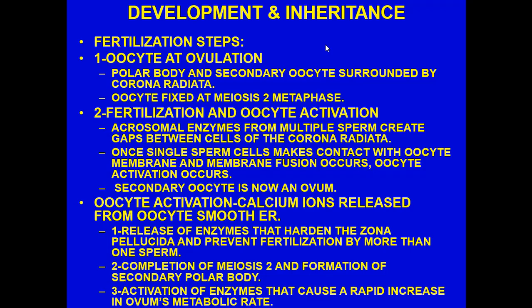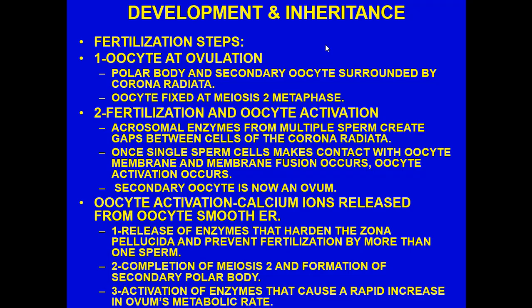Part one, you have a release of enzymes that harden the zona pellucida, which is that outer cap around the ovum, and it prevents fertilization by more than one sperm. Number two, completion of meiosis II occurs and a secondary polar body gets kicked out. Remember that there is unequal cytokinesis. In other words, there is the ovum and then there's this teeny weeny little polar body. The idea is to maximize the cytoplasmic material in that ovum because it's going to be used for the succeeding cleavages, the cell divisions.